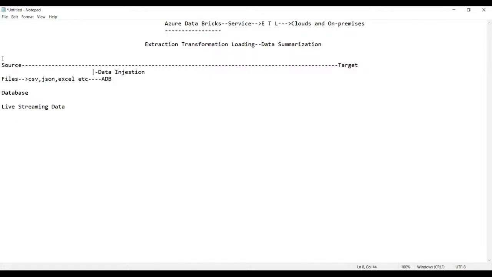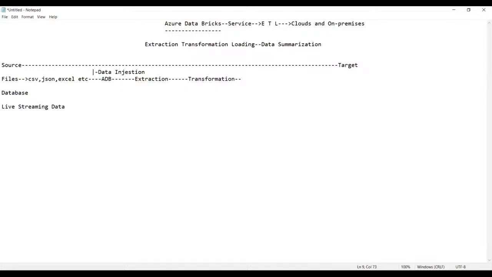Okay. So once we pull in the data, pulling in the data is the process of extraction. And once the extraction is done, then you will have transformation. Transformation is the actual process of data summarization.